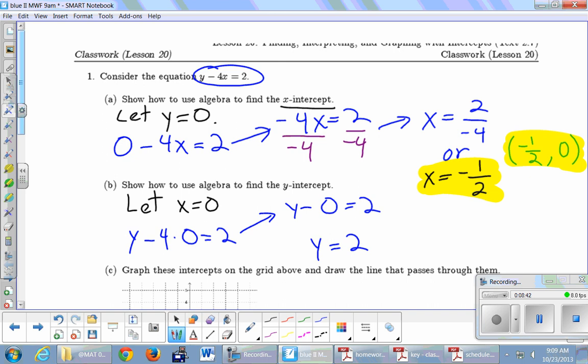Questions on that? And just like before, I still don't know whether I want you to write the y-intercept as y equals 2 or as a point with 2 coordinates. Go ahead and fill in the 2 coordinates of the point. Where does the 2 go? That's the second one, it's the y. How much is the x? It's 0. That's how we started this process.